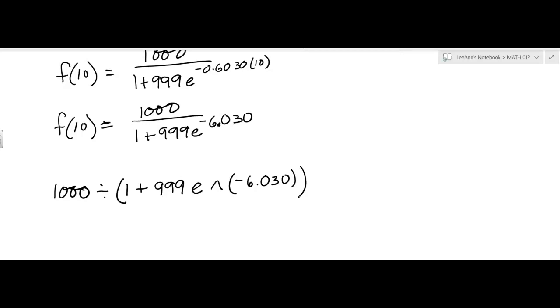We should get, it's about 293.85, but it's people, so we're going to round to the nearest person. So we think about 294 people will have the flu after 10 days.